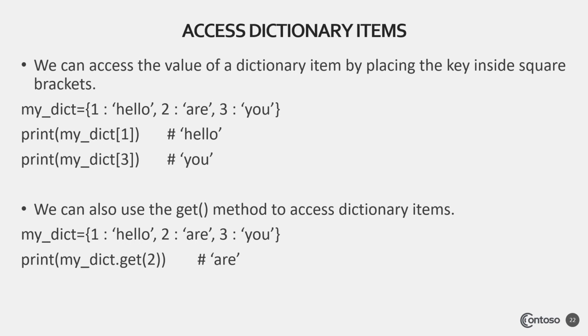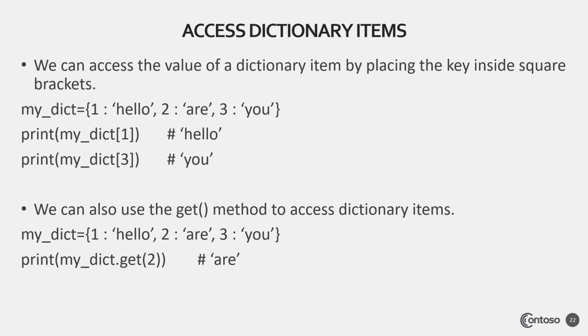Accessing dictionary items: we can access the value of a dictionary item by placing the key inside square brackets. Given a dictionary, when we print my dict with square brackets, we place the key inside so that we can print the value of the key. So print my dict of 1 prints hello. Print my dict of 3 gives the output u, because the value of 3 is u, the value of 1 is hello, and the value of 2 is r.